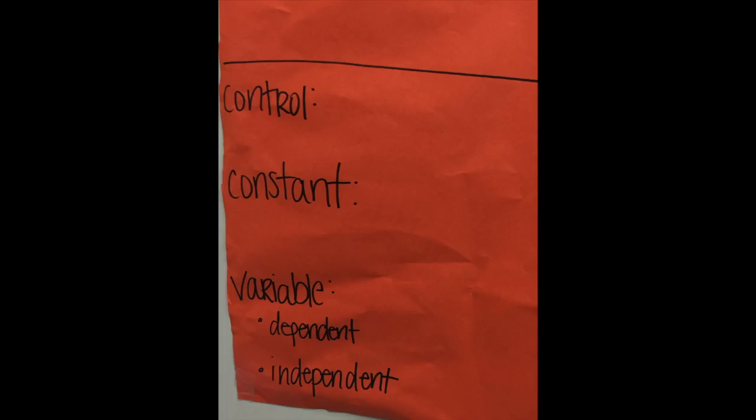Now this one's going to take me a little bit. Now a control is what we call normal. A control is your standard. Okay? It is what a science experiment is supposed to look like.